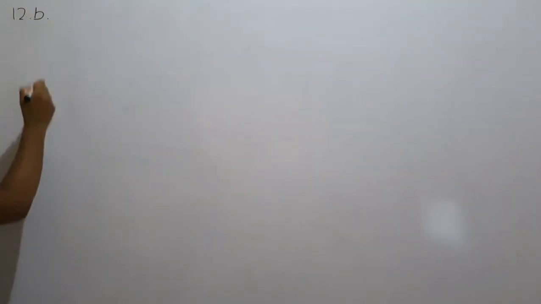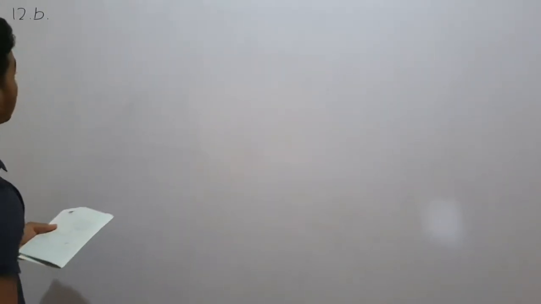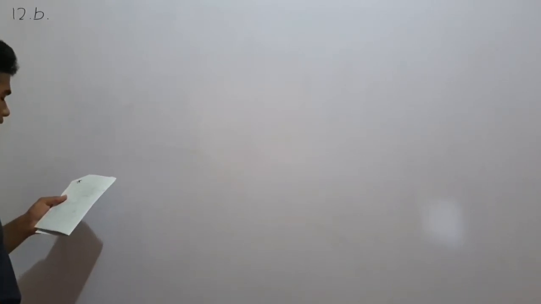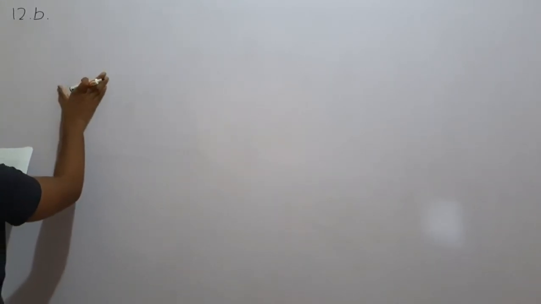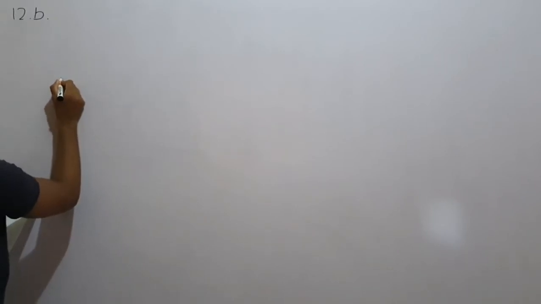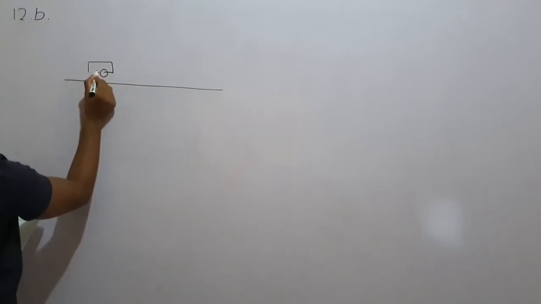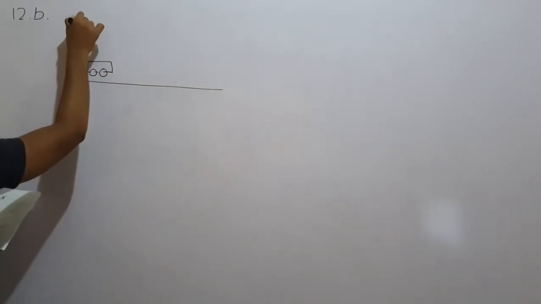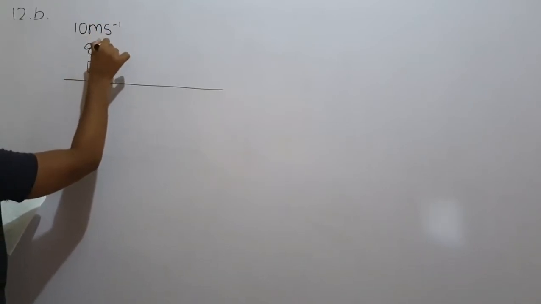Moving on to 12th part B. A car travels at a constant speed of 10 meters per second for 80 seconds. It then decelerates at a constant rate of 0.5 meters per square second until it stops. So first stage is the car. We'll draw a car. It travels for 80 seconds with the speed of 10 meters per second.